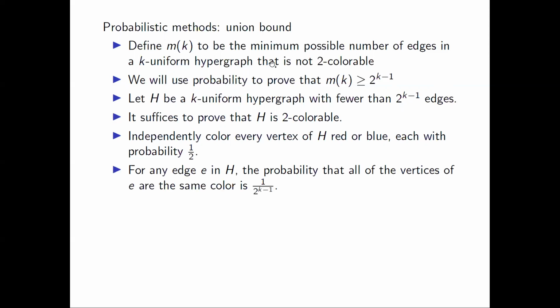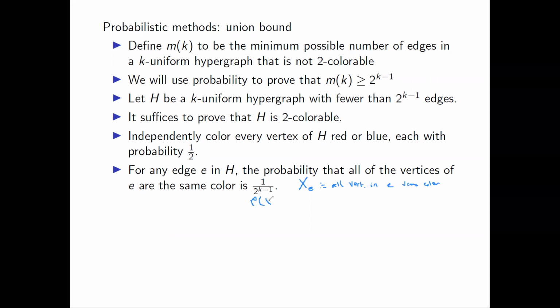Now, we can look at any edge E in H, and we can note that the probability that all of the vertices of E are the same color is 1/2 to the k minus 1. Let's see why that's true. So let's say x of E is the event that all vertices in E are the same color. So the probability of x of E equals the probability that E is all red plus the probability that E is all blue.